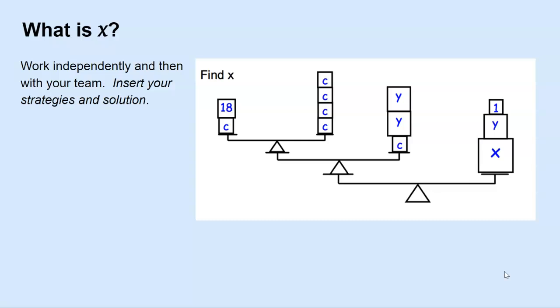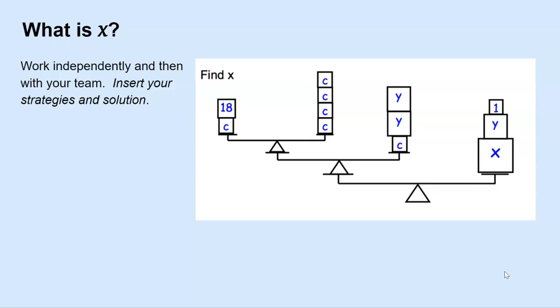And in the next assignment, we will do some of those balance problems so that they'll see this again. So this is kind of an introduction to something, and it's a real complicated version of that. But I thought it would be a fun one for them to tackle independently and then with their team, and then present their solution strategies.